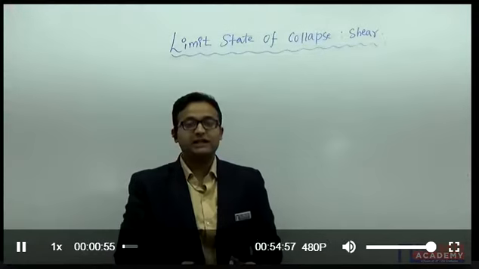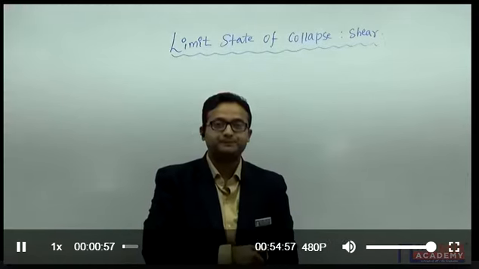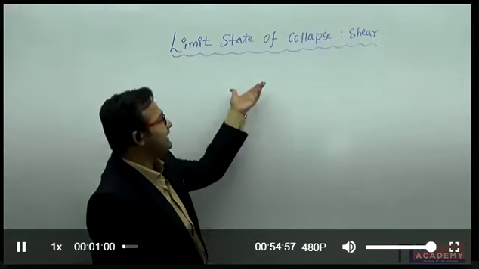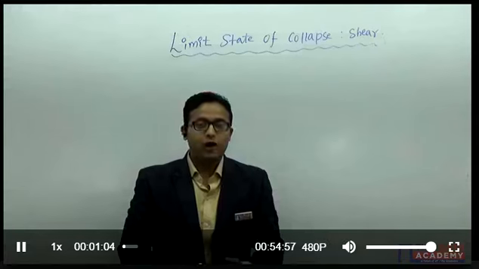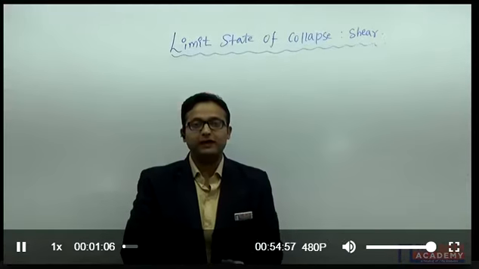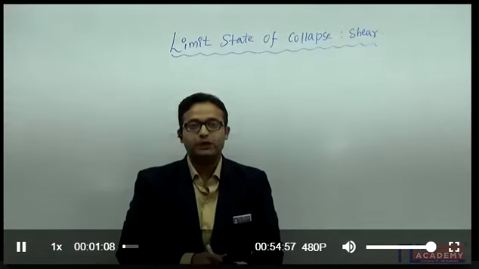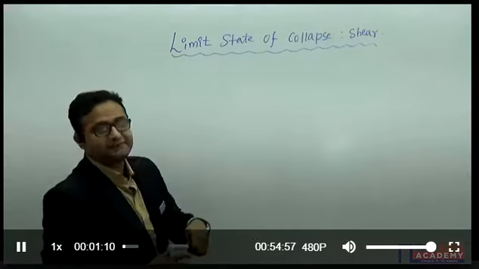Now we are going to start the limit state of collapse in shear. Here we will see how the shear is acting in the beam and how we should provide the reinforcement to resist the shear. So let's start the limit state of collapse in shear.